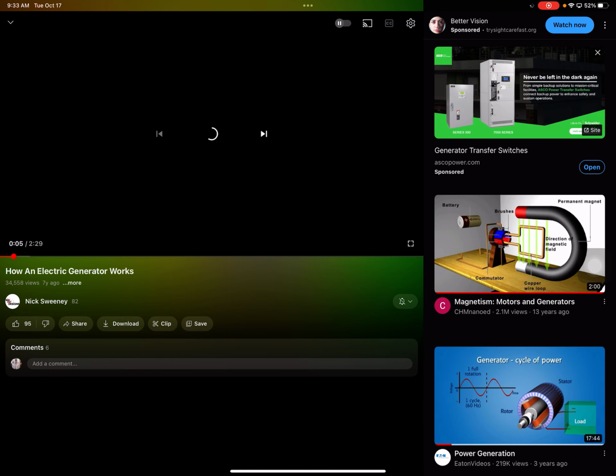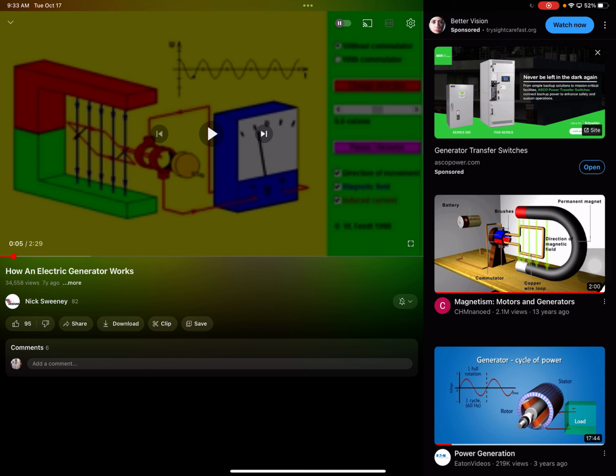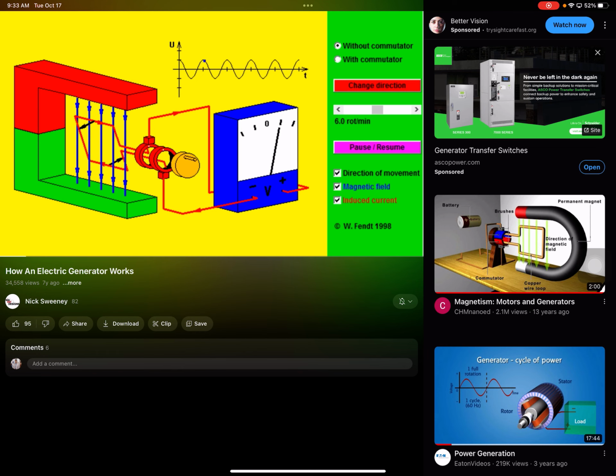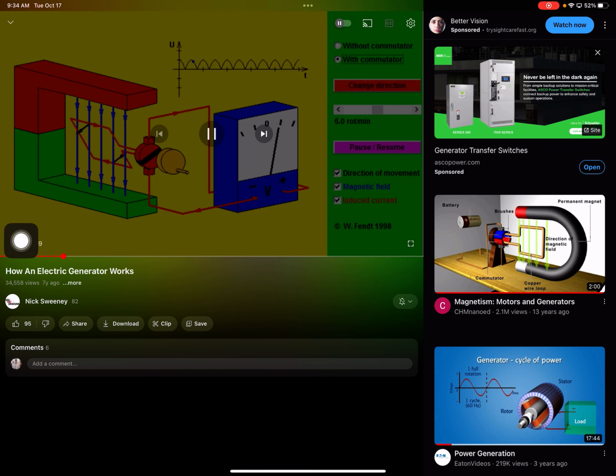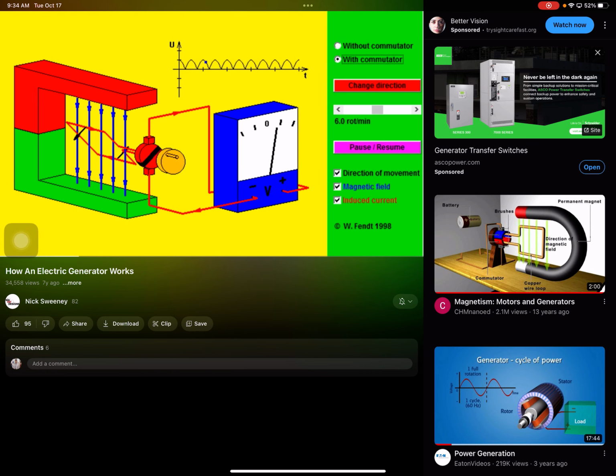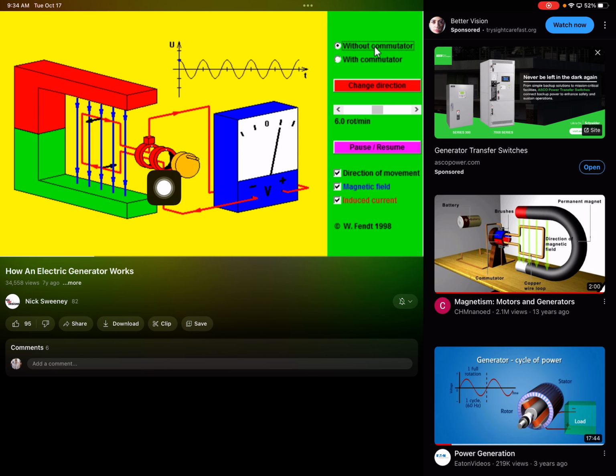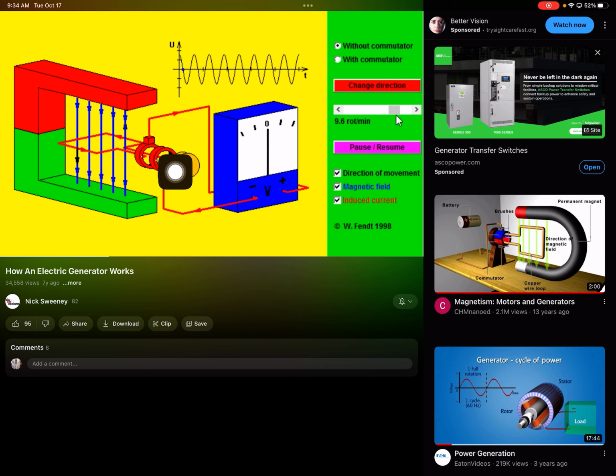I will go back to this simulation. Here are magnets, here's a wire. If you turn this wire between the magnets, you produce electricity. So now you have to turn this wire. It takes energy to turn the wire, and you just have to figure out a way to turn it.